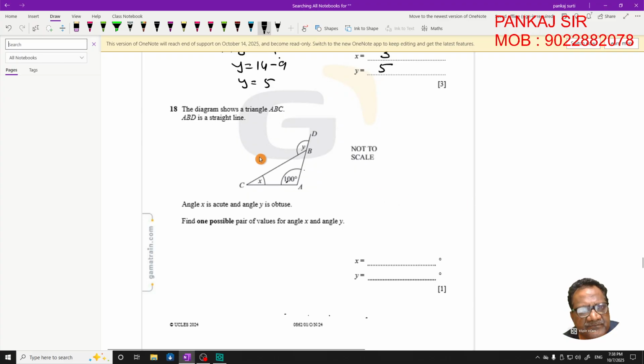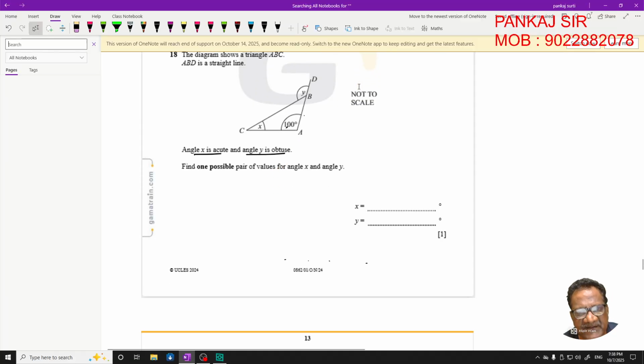Question number 18. It looks very straightforward, but it's a little tricky. In this diagram you can see triangle ABC, and ABD is a straight line. Angle X is acute and angle Y is obtuse. This is a condition that you have to take care of. X should be acute and Y should be obtuse. Find one possible pair of values of angle X and Y. So he is asking me to find one possible pair of values of X and Y. Obviously this means that there can be many possible values, more than one possible value.